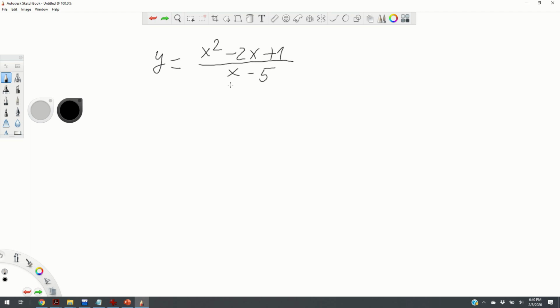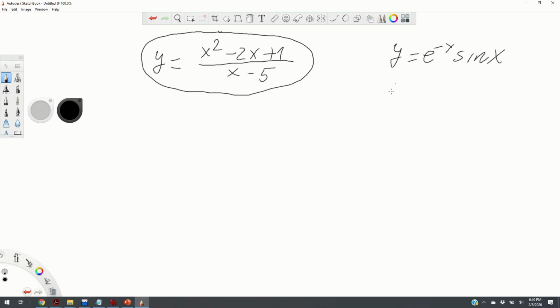In this video, I will explain to you how to sketch a rational function, such as the one you can see over here. The sketching principle can also be applied to other functions, such as e to the minus x sine x, or, for example, sine x over x, or, for example, a quadratic function, or any function that you can think of.